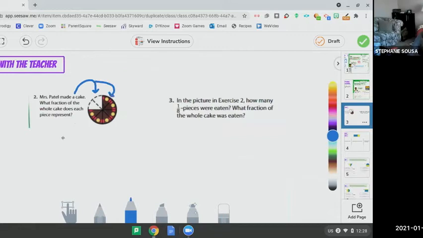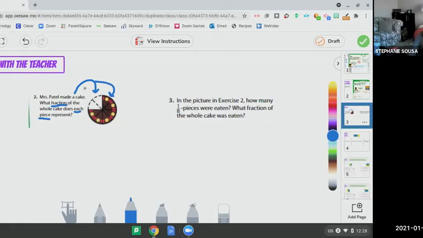Let's underline what's in the question. What fraction of the whole cake does each piece represent? Let's underline that. Each piece. And we're looking for a fraction. Well, in order to know what fraction I am going to show, I have to know my denominator, or how many parts are in the whole, okay?